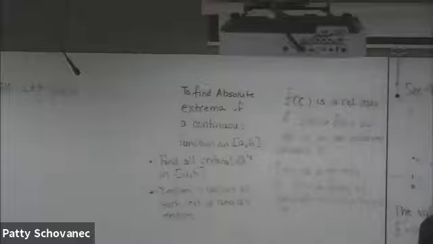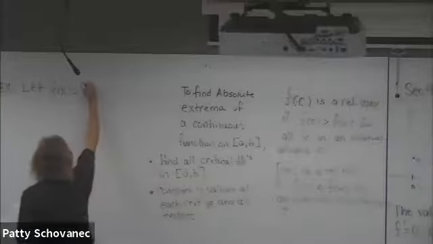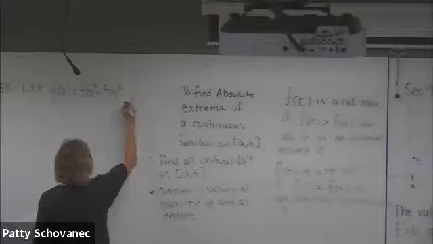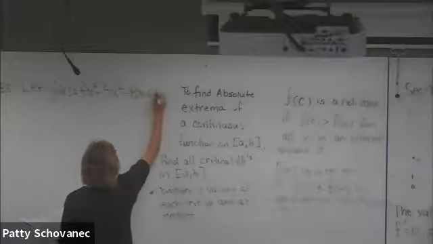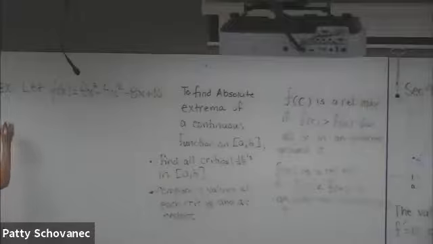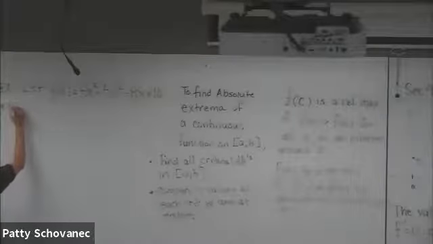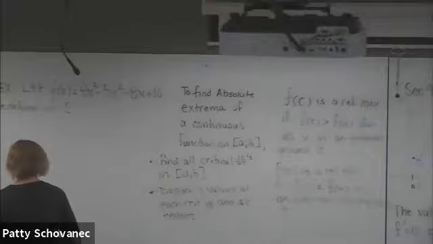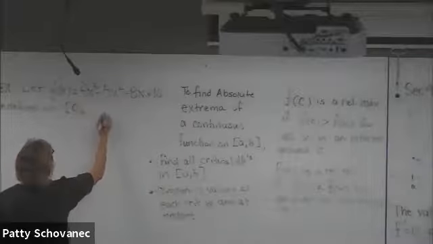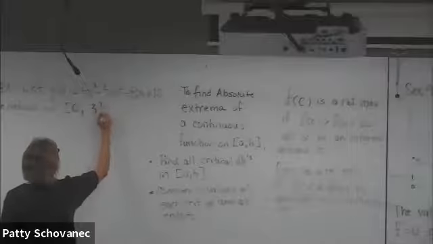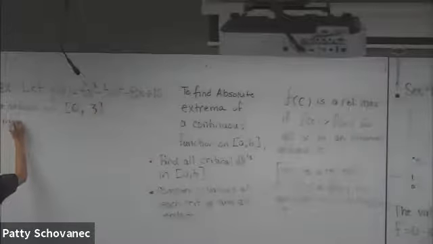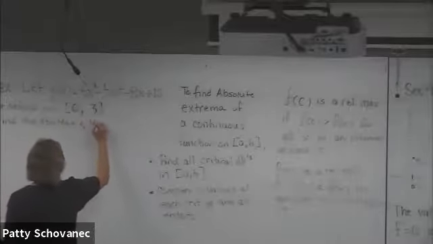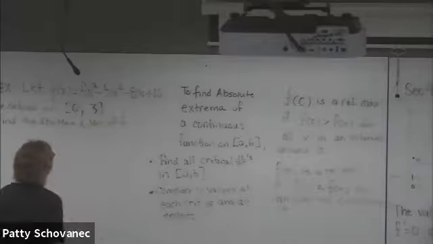Let's take f(x) to be 4x cubed minus 5x squared minus 8x plus 10. Let f be defined on the closed interval from 0 to 3. Find the absolute max and min of f on that interval.